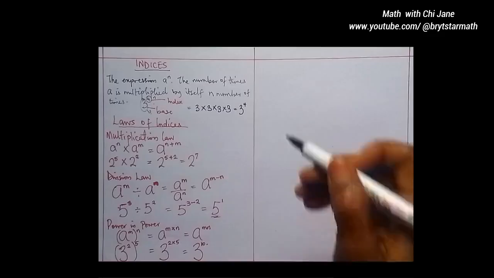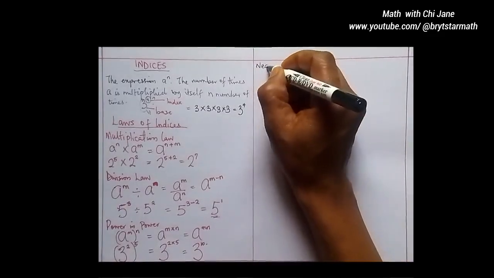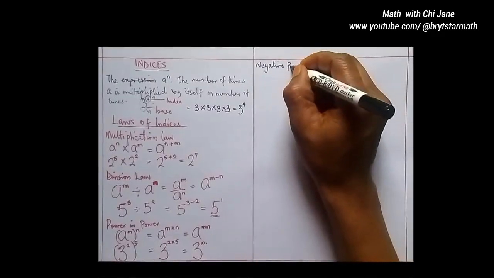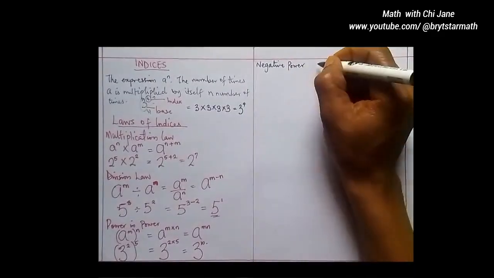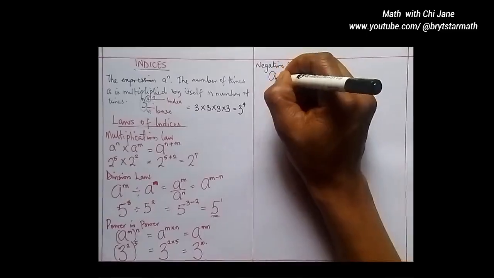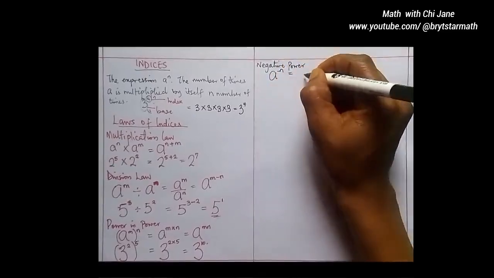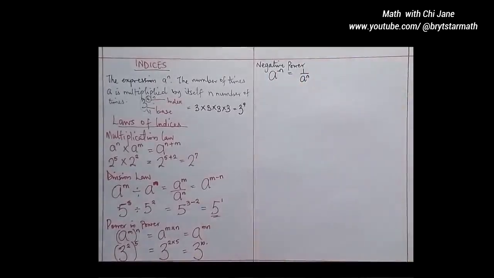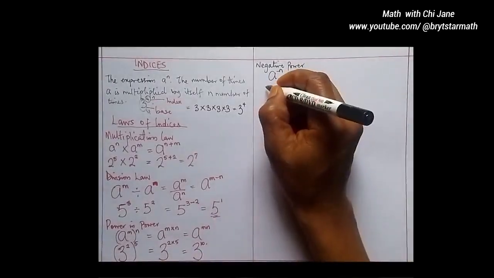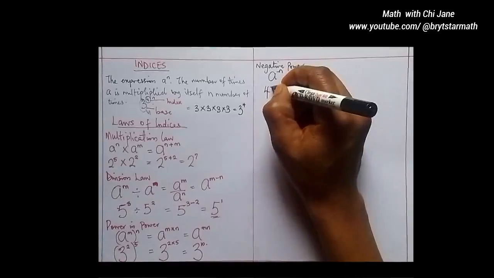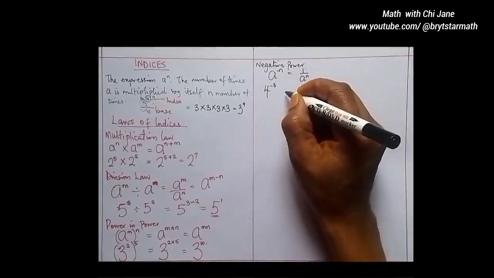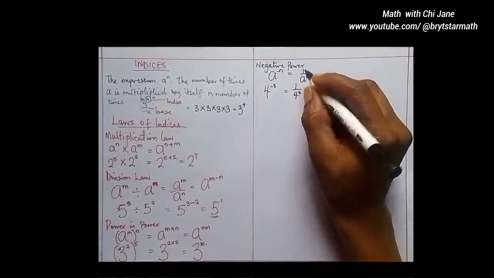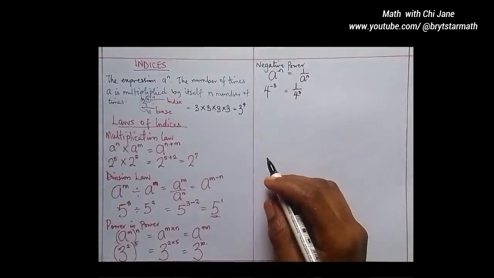We also have negative power law. So for negative power law, we have a raised to the power of minus n. That gives you 1 over a raised to the power of n. That's for negative power law. That means when you are given 4 raised to the power of minus 3, it becomes 1 over 4 raised to the power of 3 to get rid of the negative.